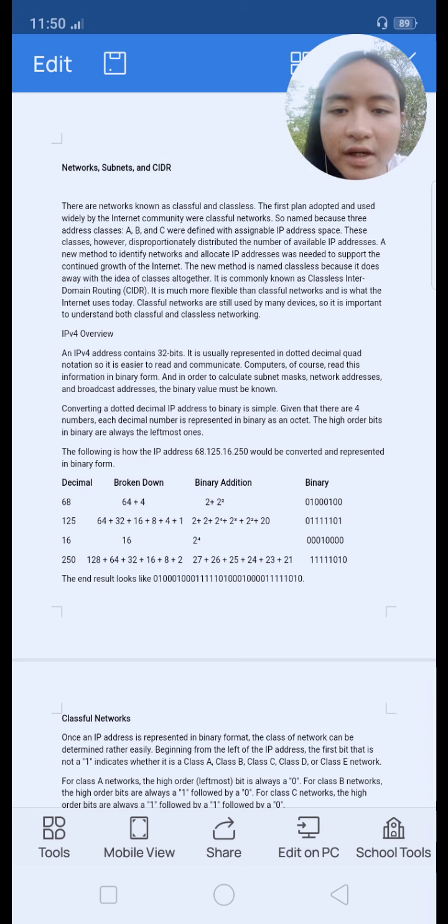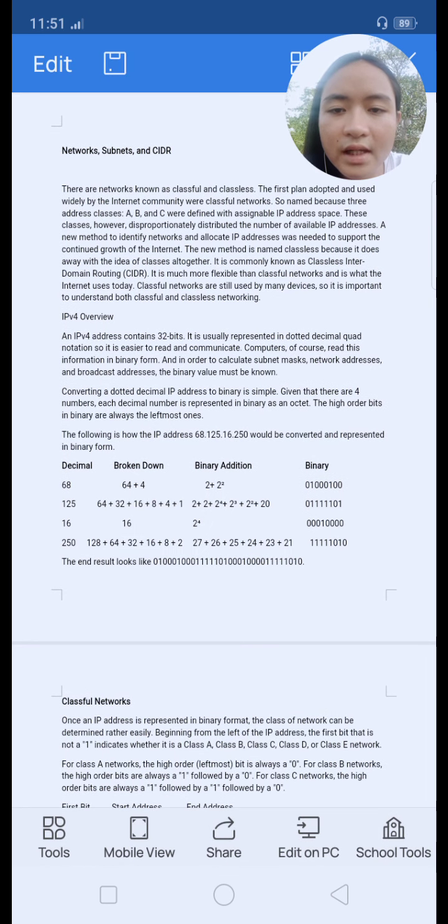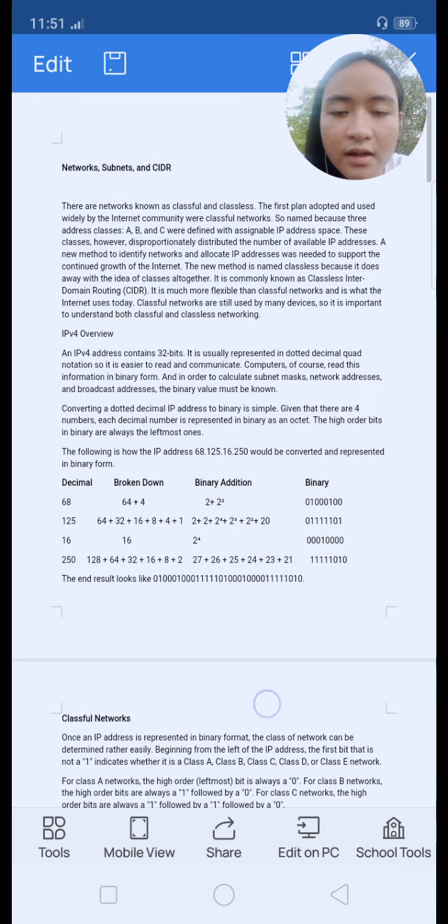A new method to identify networks and allocate IP addresses was needed to support the continued growth of the Internet. The new method is named classless because it does away with the idea of classes altogether. It is commonly known as Classless Inter-Domain Routing, or CIDR. It is much more flexible than classful networks, and it is what the Internet uses today. Classful networks are still used by many devices, so it is important to understand both classful and classless networking.